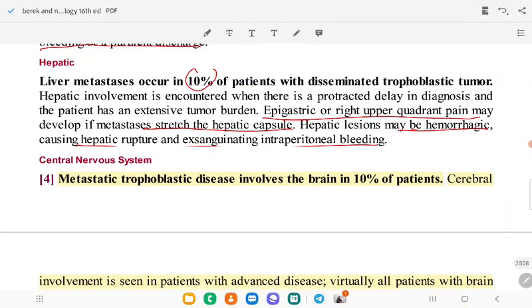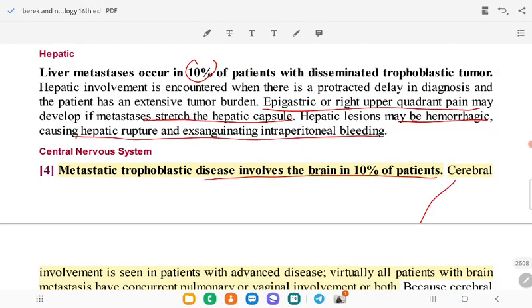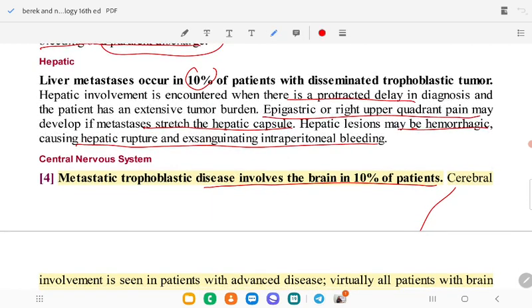In hepatic metastasis, there is dissemination in roughly 10% of cases. Hepatic metastasis is often protracted and delayed in diagnosis because of epigastric and right upper quadrant pain, which may be due to capsular stretching by the metastatic tumor. Hepatic lesions may be hemorrhagic, causing hepatic rupture and exsanguinating intraperitoneal bleeding.